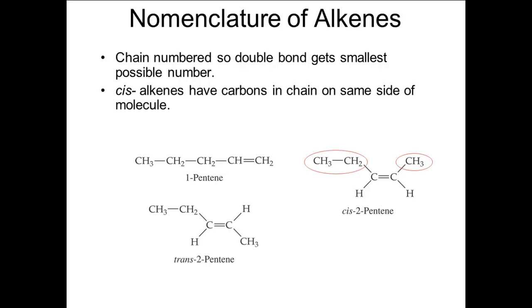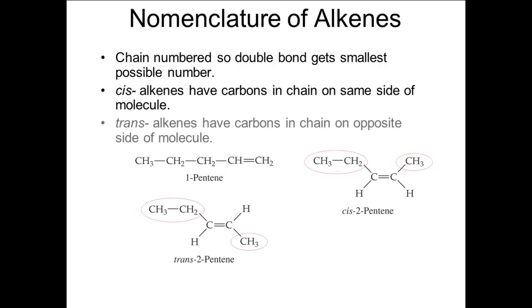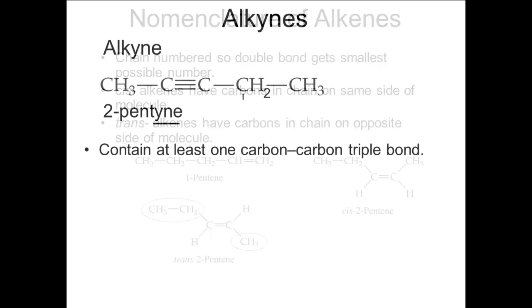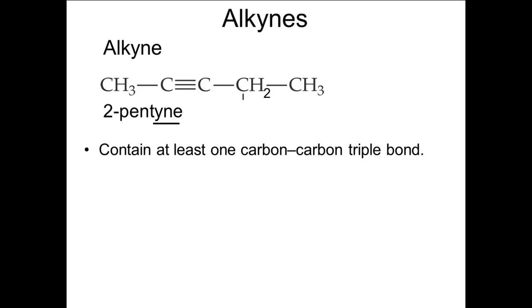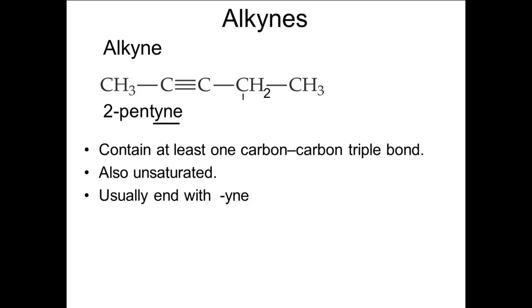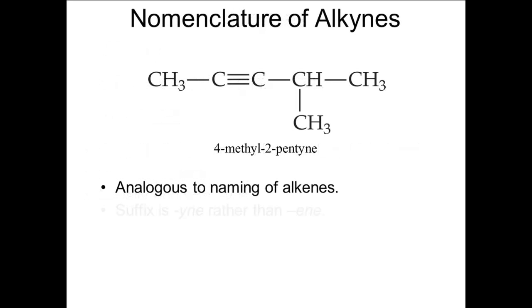Because the double bond is stiff and cannot be rotated without breaking the bond, there are 2 ways the chain can be aligned. These are called cis and trans, depending on whether the carbons are on the same side or opposite side of the double bond. Alkynes have one or more triple bonds, usually only one, and end in yne. They're also unsaturated. The position of the triple bond is given in the same way as for alkenes.